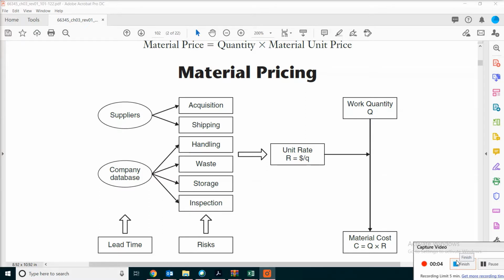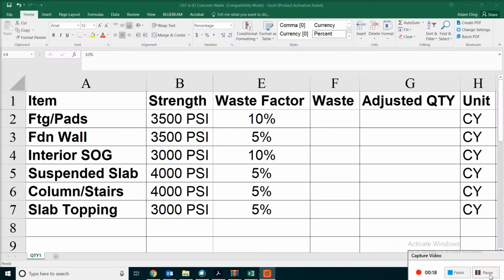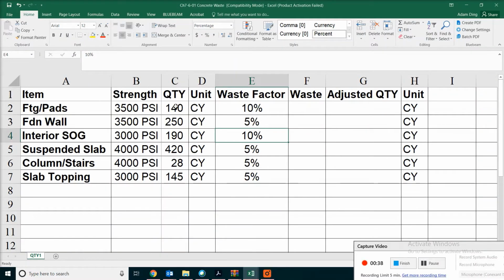Today we're going to discuss material pricing. The math for material price is really simple. The cost equals quantity times the unit price, although the unit price will depend on a number of factors. So these are the quantities from the takeoff, and we're going to apply some waste percentage.